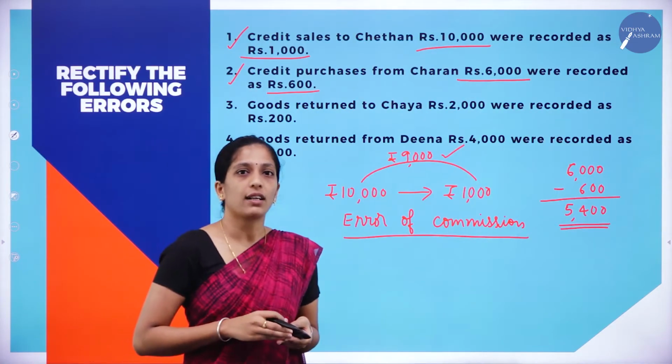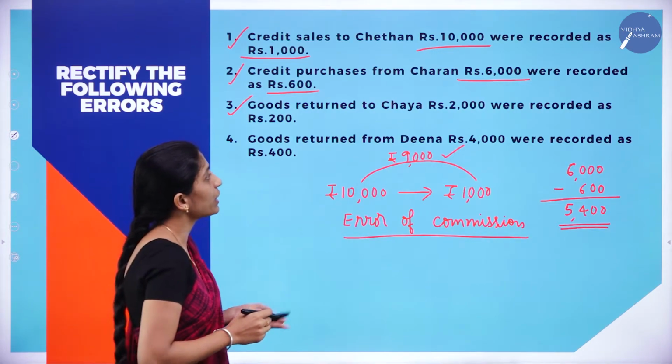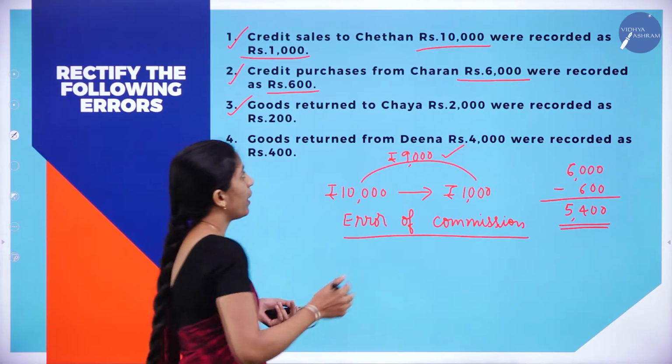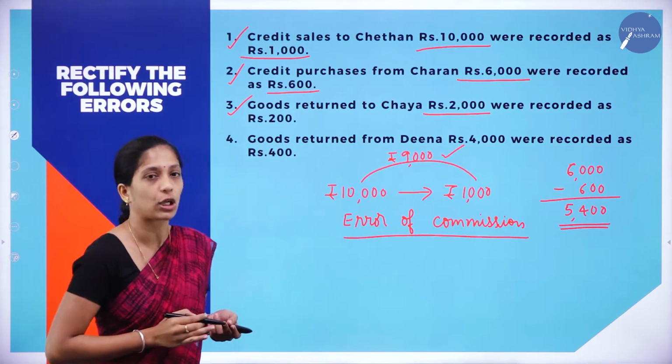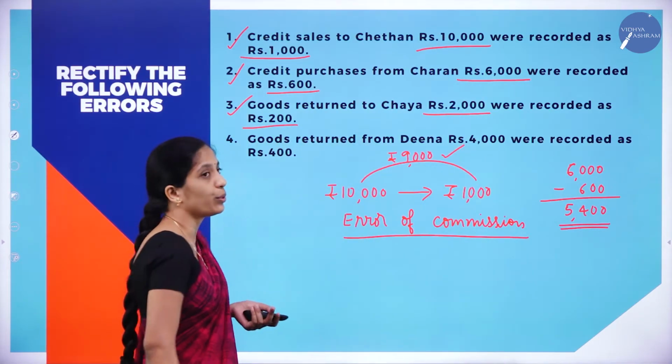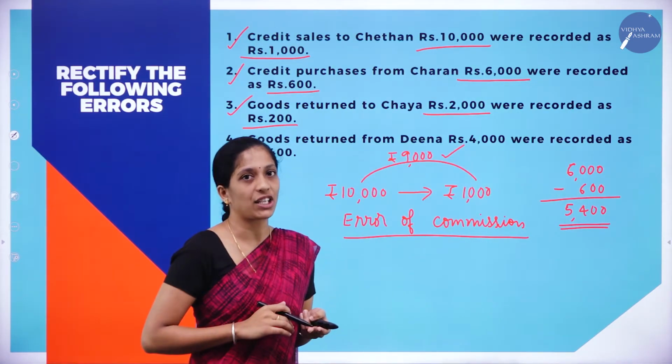Now moving on to the third transaction: goods returned to Chaya, rupees 2,000 were recorded as rupees 200. They should have recorded rupees 2,000, but they have recorded only 200. So what type of error is it? It is an error of commission, right?